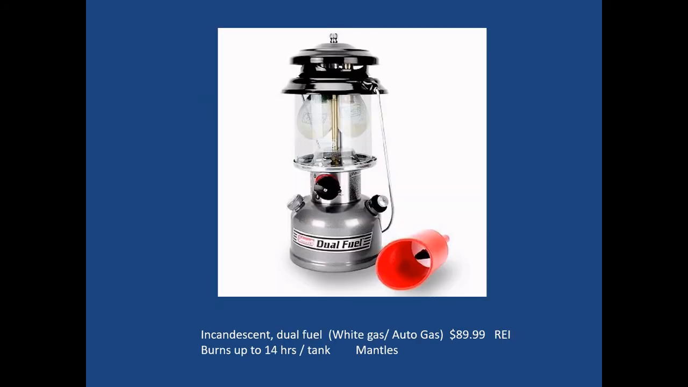Another form of incandescent lamp is the dual fuel Coleman lantern. Nice to have a dual fuel option. So it would be white gas or auto gas, about $90, and you can burn it up to 14 hours on a low burn. So that could be several days if you're just using it for a short period of time in the evening, or it could run for 14 hours, which would take you through the night. It does require mantles, so that's something you'd want to have on hand. It's nice that it has a dual fuel option. So those are some good features.